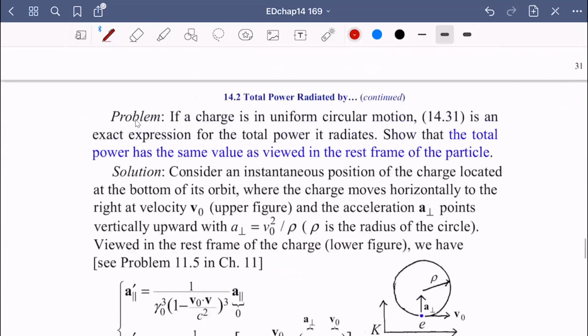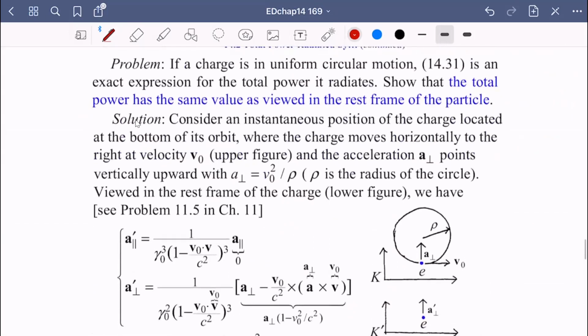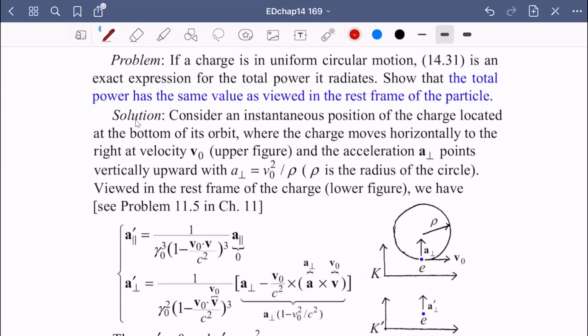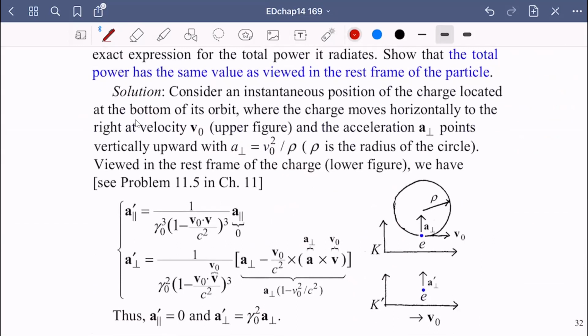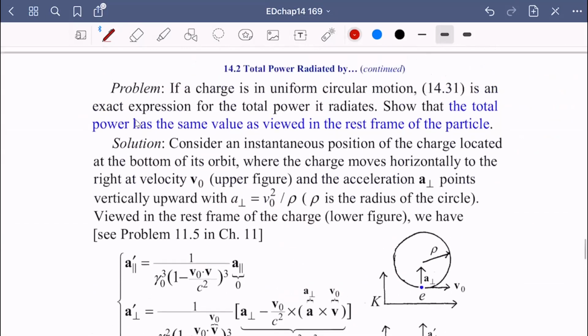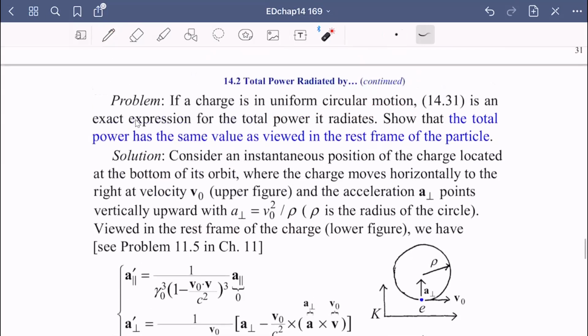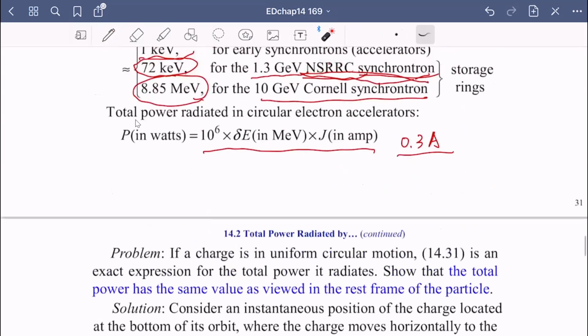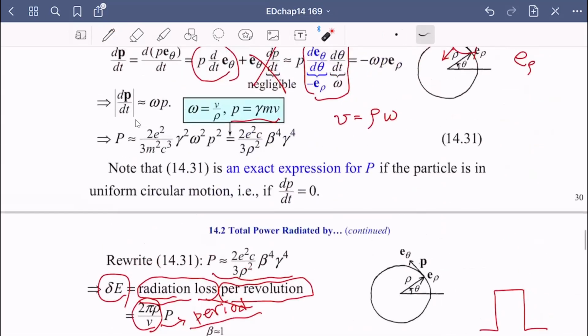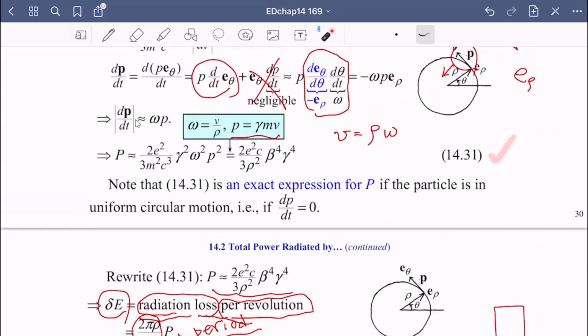We still have two pages. Page 32. Okay, page 32, that's the problems. If a charge is in uniform circular motion, equation 14.31, which one? 14.31, this one.